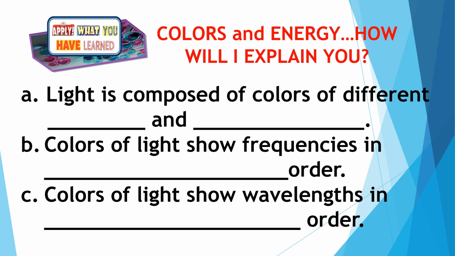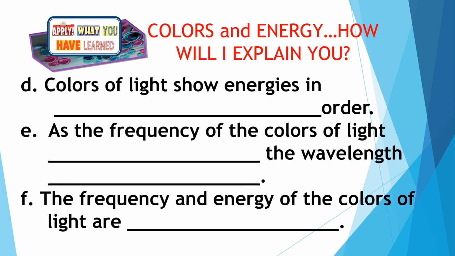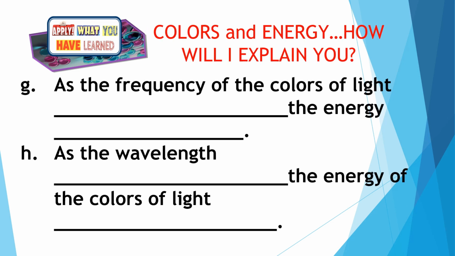A. Light is composed of colors of different blank and blank. B. Colors of light show frequencies in blank order. C. Colors of light show wavelengths in blank order. D. Colors of light show energies in blank order. E. As the frequency of the colors of light blank, the wavelength blank. F. The frequency and energy of the colors of light are blank. G. As the frequency of the colors of light blank, the energy blank. And H. As the wavelength blank, the energy of the colors of light blank.